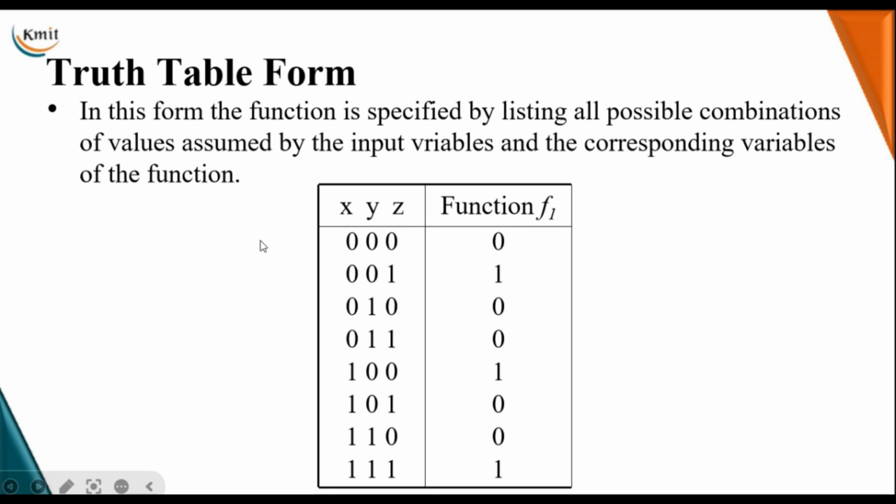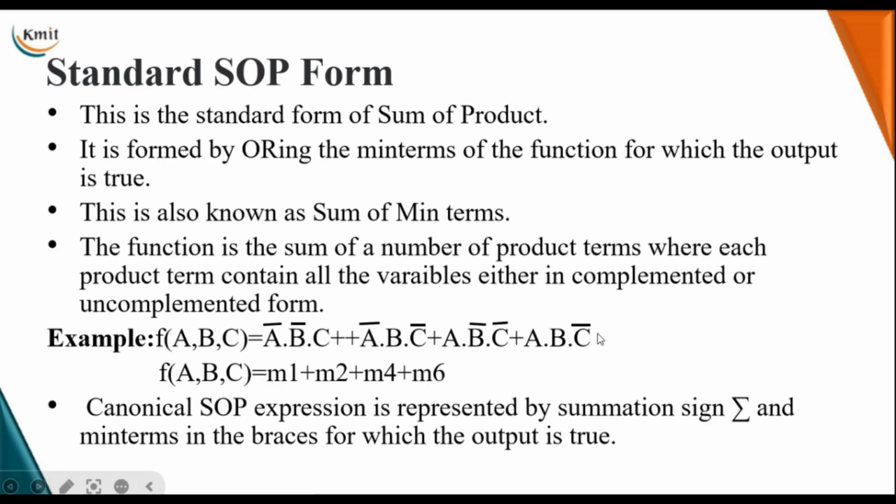As we discussed in other logical operations, if we have 3 variables, here I have mentioned only one function value, but the possible number of logical functions you can implement with 3 input variables is 256. Out of those 256 functions, we have only taken one function, which is f1. Next, the fourth way of representing your Boolean function is standard sum of product form.